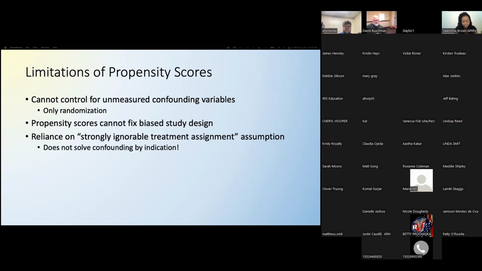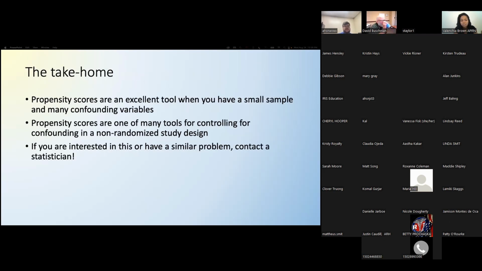So you would have to look at potentially different sort of study design for that. And so the take home for this is that propensity scores are a good tool for when you have a sample and lots of confounding variables. And there are other tools as well. There are many different types of tools for controlling for confounding, but they offer a pretty compelling case for when you have either a small sample or you want to do some level of data reduction to not have to account for as many things.